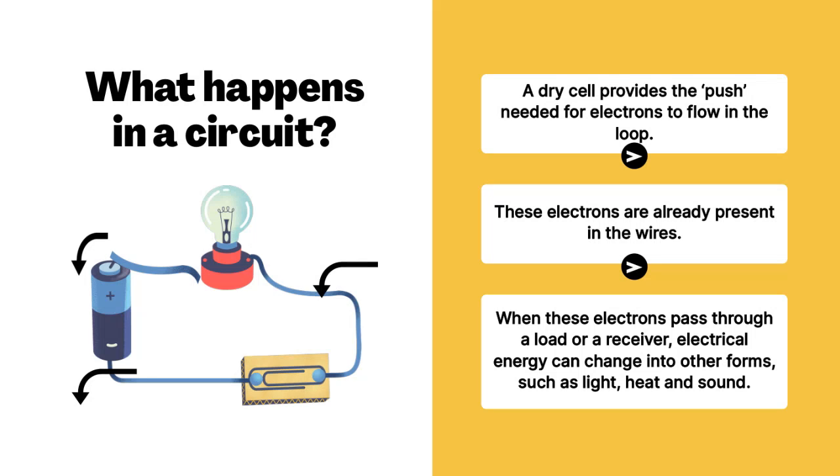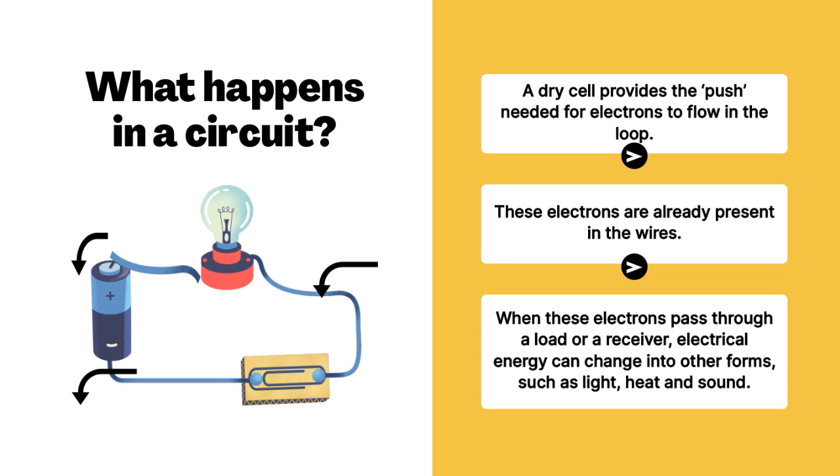So, what actually happens in a circuit? Well, these electrons are already present in the wires all around us. They're like tiny charged particles just waiting to move. When we connect a dry cell, like a battery, it gives what we call a push. This is the energy needed to get those electrons flowing in a loop.